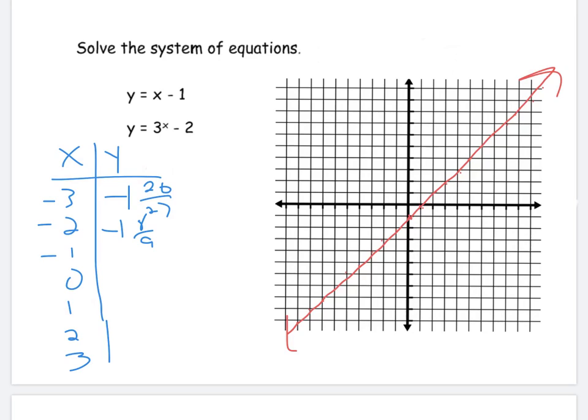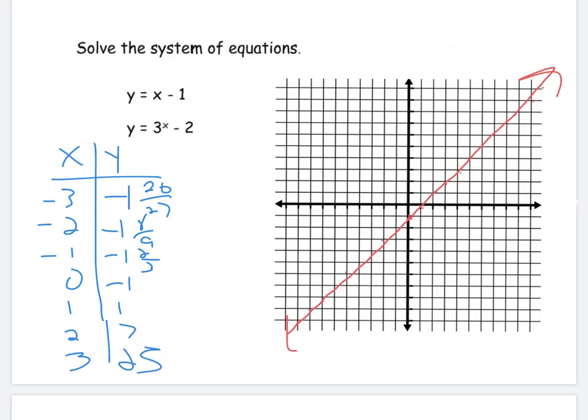Put in a -1, I get 1/3 minus 2, which would be -1 and 2/3. If I put in a 0, 3 to the 0 power is 1, minus 2 is -1. If I put in a 1, the first power is 3, minus 2 is 1. If I put in a 2, 3 squared is 9. 9 minus 2 is 7. And if I put in a 3, 3 to the third power is 27. Minus 2 gives me 25. And that value wouldn't fit on the graph.